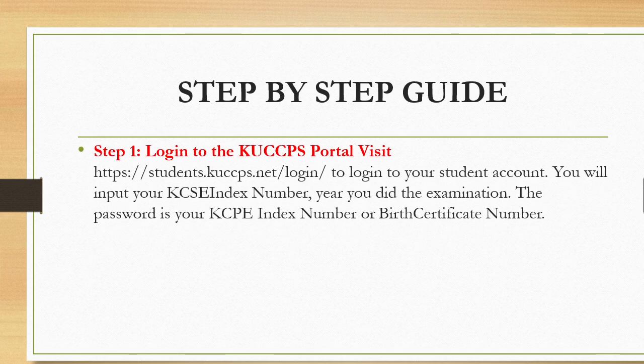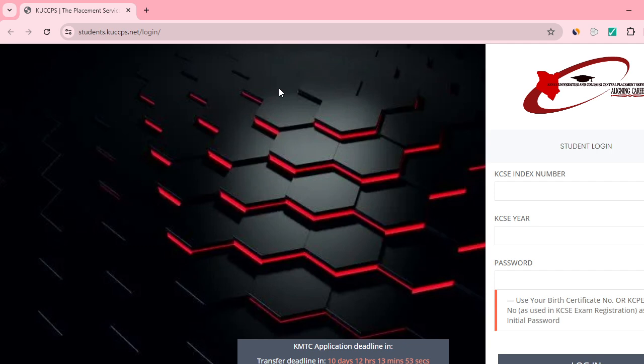All right, so let's look at the step-by-step procedure for actually doing this particular transfer application. So as I mentioned, you need to log into the Kuccps portal, right? Now you need to visit this particular link. Let me just show you. So if you go to the students portal, this is the portal that I'm showing you, right? So you have to place your index.